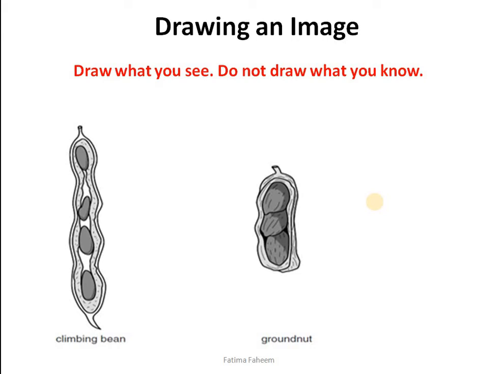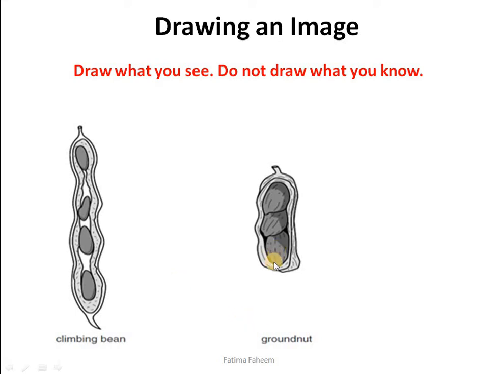The next rule is to draw what you see and not what you know already. For instance, if you see in this diagram, you have been given a climbing bean and a groundnut. You can clearly see that the number of seeds in the climbing bean is 4 and that in the groundnut is 3.